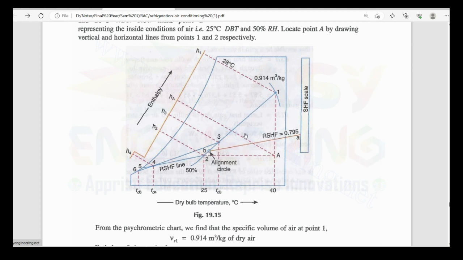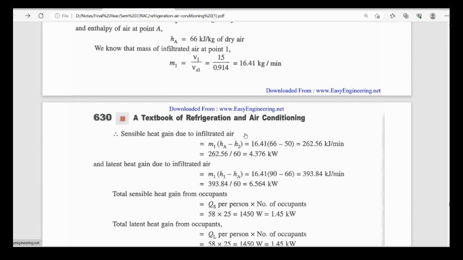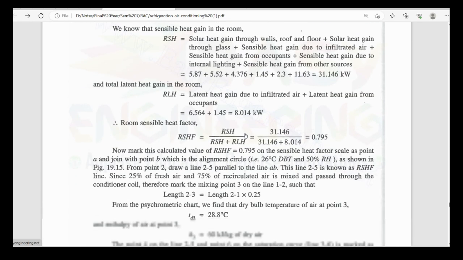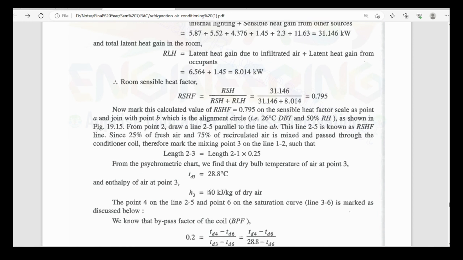So in this way you can also cross check your value, whether you are getting it correct or not. Now we got point number 3, which is the mixing point. Once we get the mixing point, you just write down the values. We have TD3 as 28.8 degrees Celsius and enthalpy at point number 3 is 60 kilojoule per kg of dry air. Now point number 4 on a line.